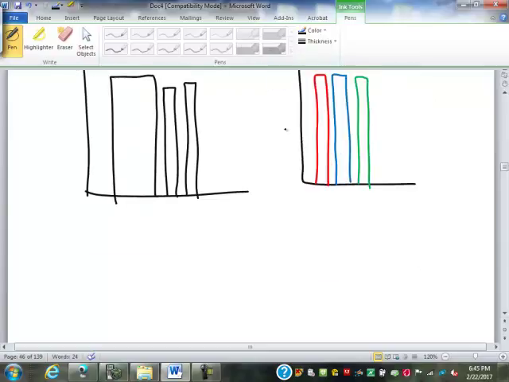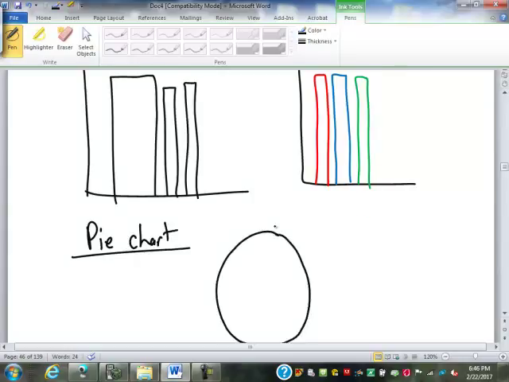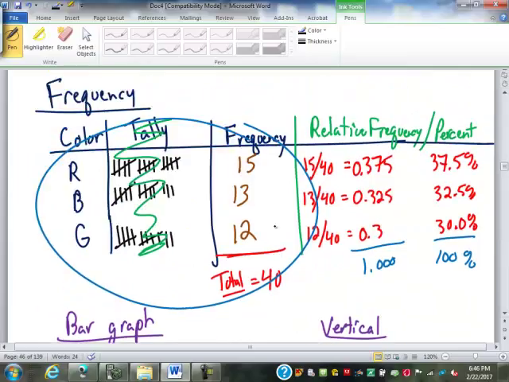Another type of graph that you might make off of this would be a pie chart or a pie graph. A pie chart usually goes off of that relative frequency or percent frequency. And if this had been back in the day, 20 years ago or so, we would have had our circle, and I would have gone up here to my data and said, okay, this is 37.5%. Find 37.5% of 360 degrees, take out my protractor, measure that angle, and draw it in.